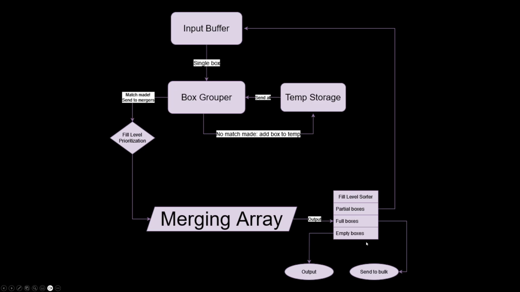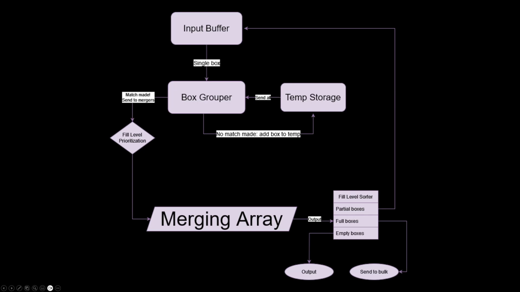From the merging array, there are 3 possibilities. There are partial boxes, full boxes, and empty boxes that come out of the merging array. We want to do different things with all of those options, so we send the partial boxes back to the input buffer so they can be put back into the box grouper to see if there are any new matches in the temp storage, or put it into the temp storage if there isn't.